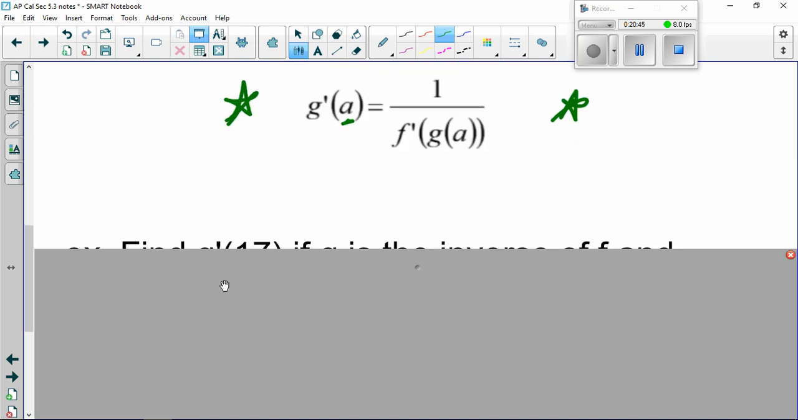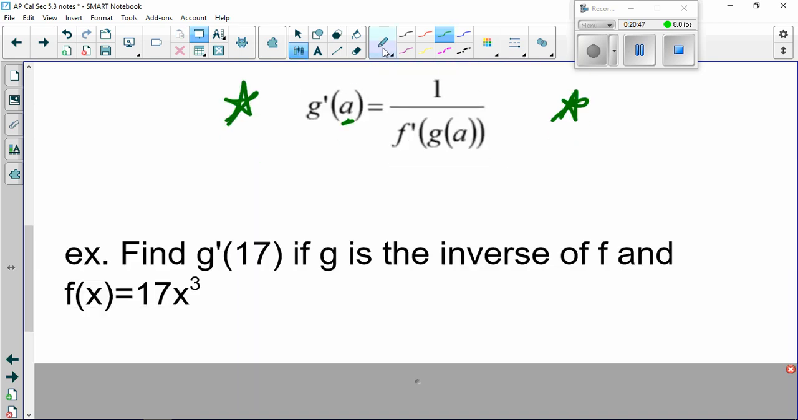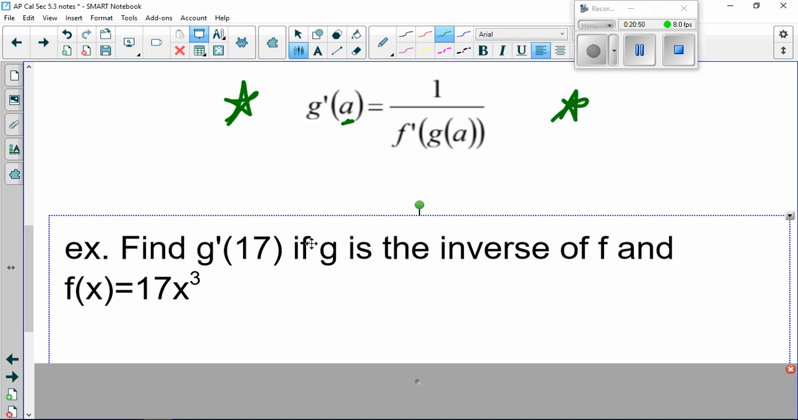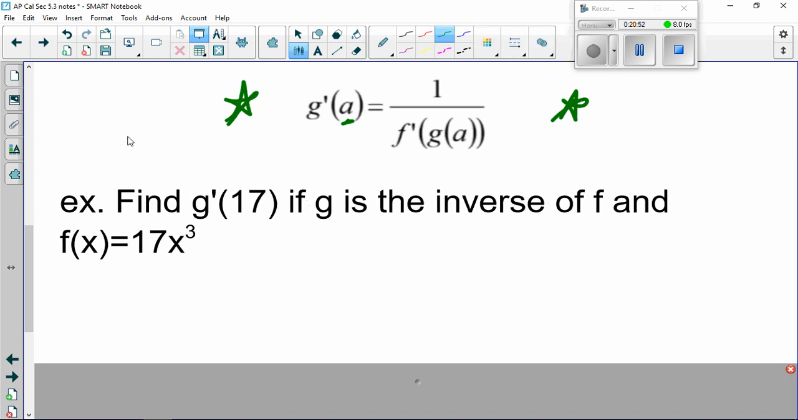So let's look at this. Let's use this to find g prime of 17. So we need g prime of 17.